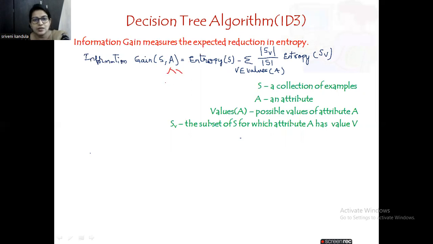Let us suppose that this attribute A contains 3 different values. Now your V belongs to V1, V2 and V3. For all these 3 values, you have to find this and then sum it. You know the meaning of sigma, right? So for V1 also, you have to calculate mod SV1 by mod S multiplied with entropy of SV1. Similarly for V2, similarly for V3.